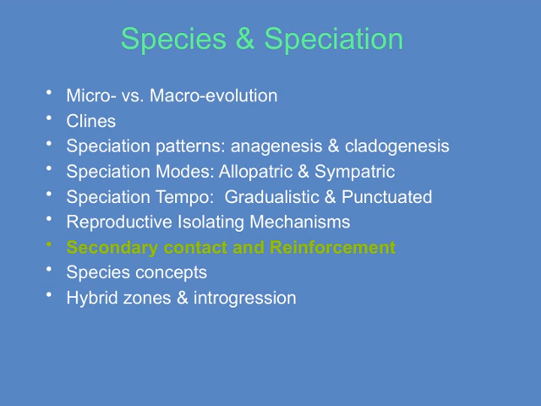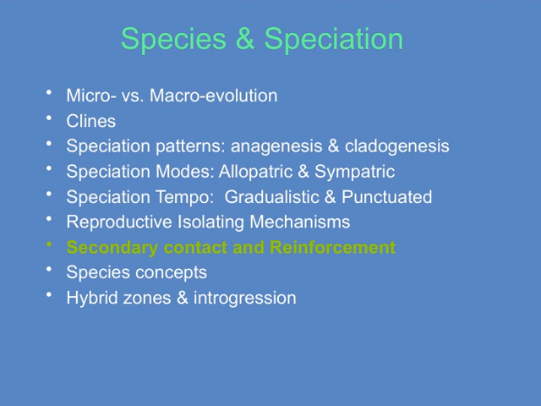Now, let's talk about speciation modes. Allopatric speciation occurs when populations are geographically separated, preventing gene flow and allowing them to diverge independently. Sympatric speciation, on the other hand, happens within the same area, often due to differences in ecology or behavior that lead to reproductive isolation despite ongoing gene flow.